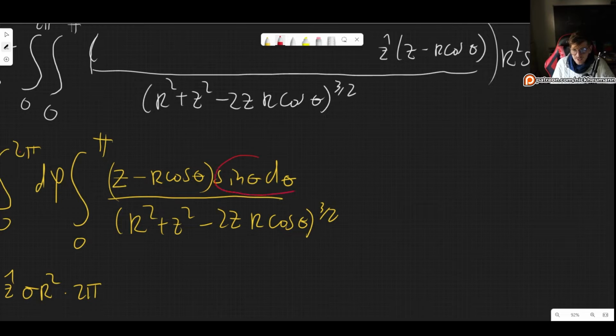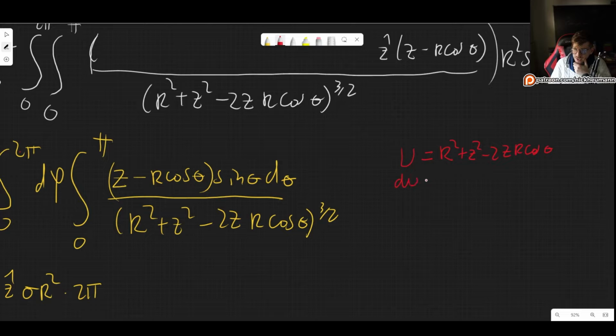And we have sine here, right? So what we have is basically cosine and its derivative, and cosine again. So it makes sense to try to use a substitution that involves cosine. So my first guess would be to say, okay, let's say u is going to be r squared plus z squared minus 2zr cosine theta, because that way we get rid of what we have down here.